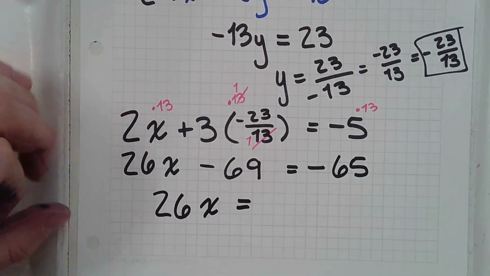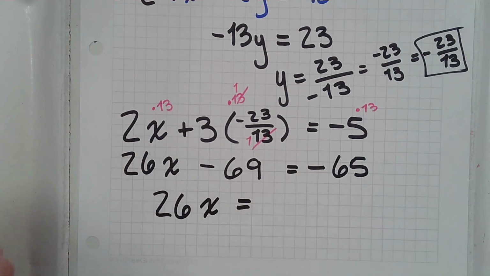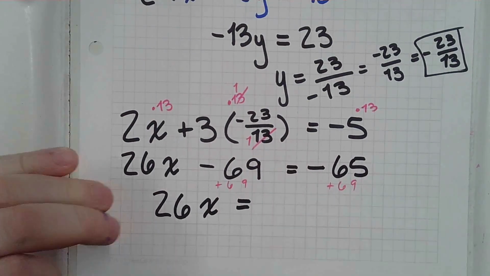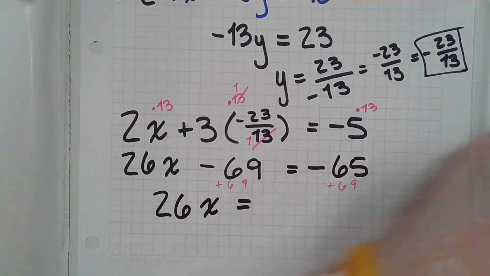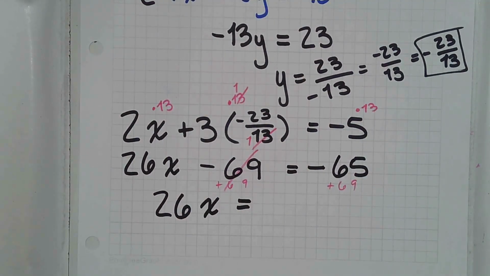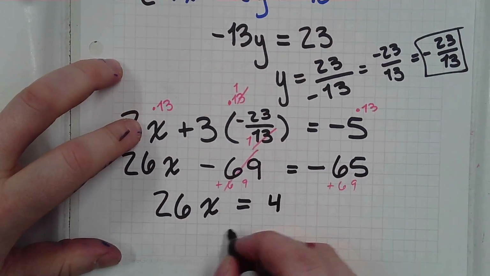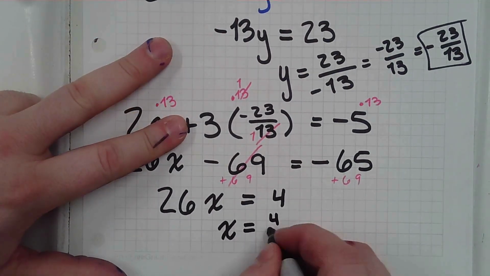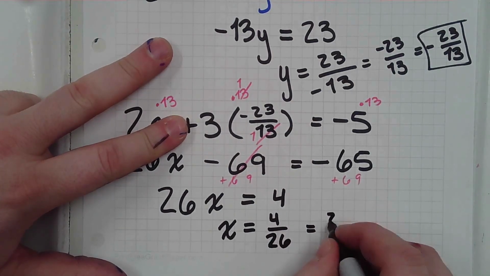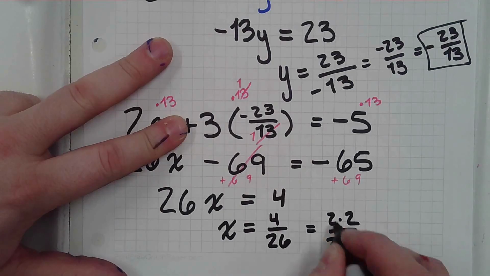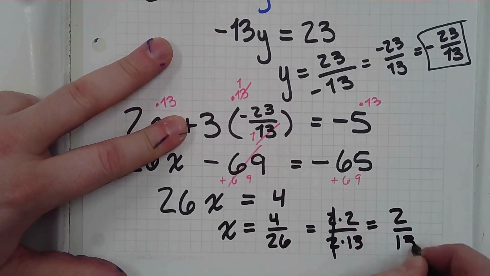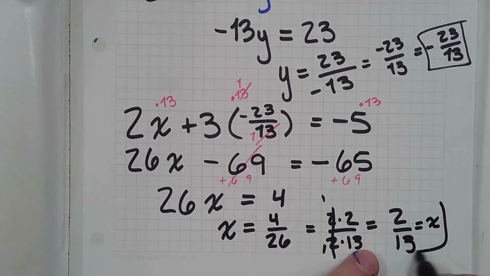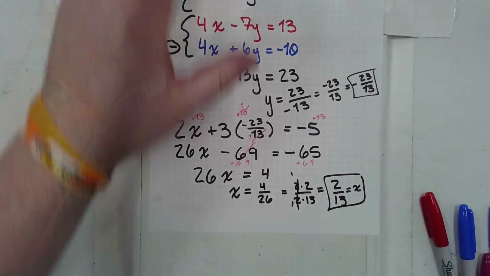If I rearrange this equation, I can add 69 to both sides. And it'll make it easier to see the answer. So this becomes 0, that's why I did it. And this becomes 4. So x is whatever I times 26 by to get 4, which of course is 4 over 26. I can simplify that to 2 over 13. Cool. So x is 2/13, and y is negative 23 over 13.